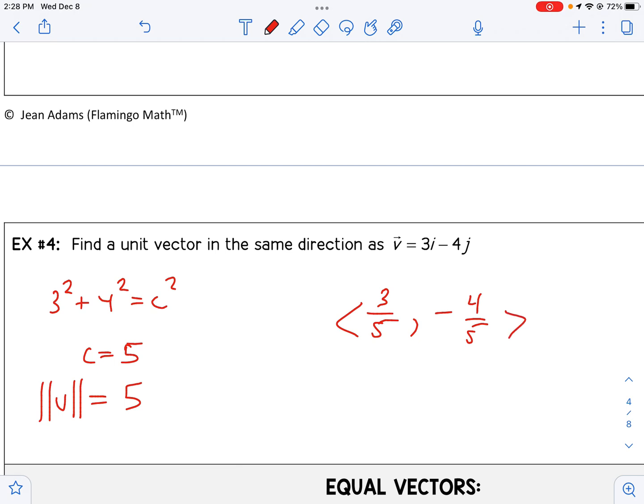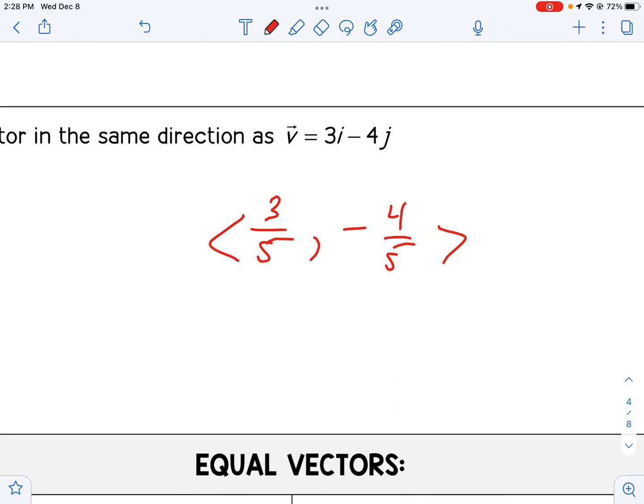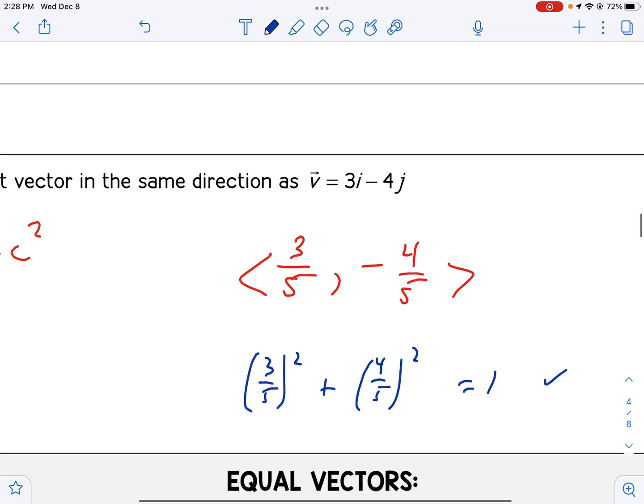And if I was to find the magnitude of this new vector here, the unit vector, it would be 1. If I were to find the magnitude here, and that was our goal, I would get 3/5 squared, and that's sort of a quick check, plus 4/5 squared. And that's actually going to give me 1. So good job.